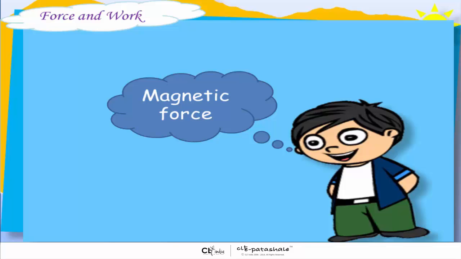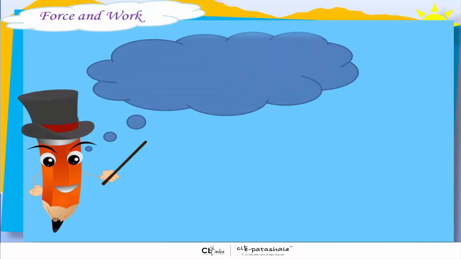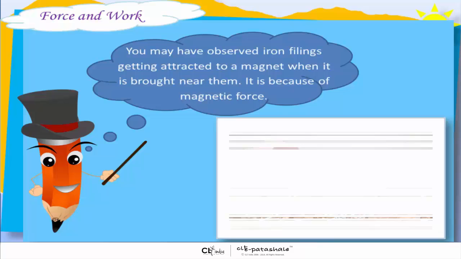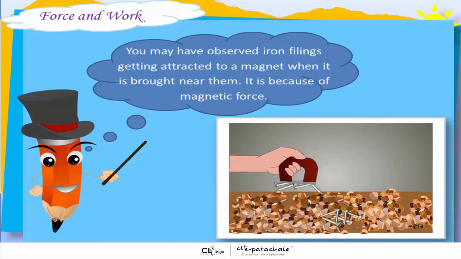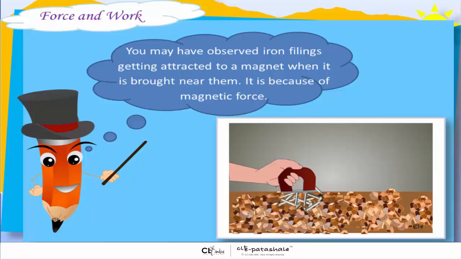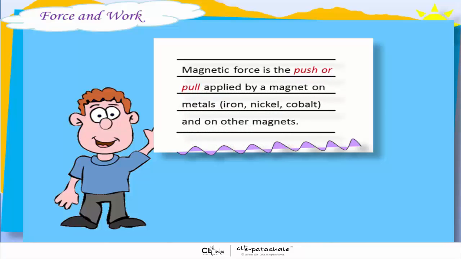Magnetic force. You may have observed iron filings getting attracted to a magnet when it is brought near them. It is because of magnetic force. Magnetic force is the push or pull applied by a magnet on metals, that is iron, nickel or cobalt, and on other magnets.